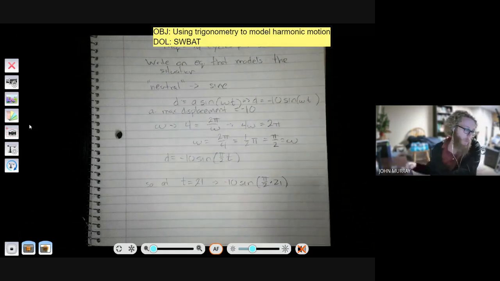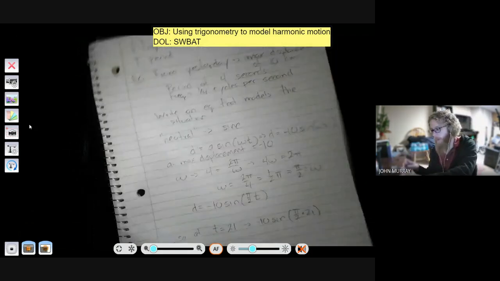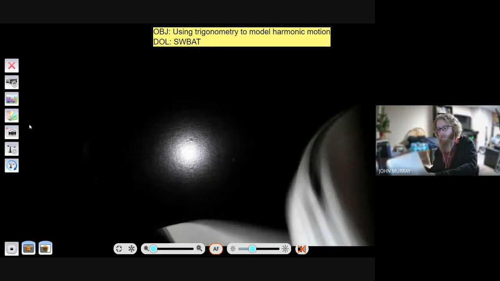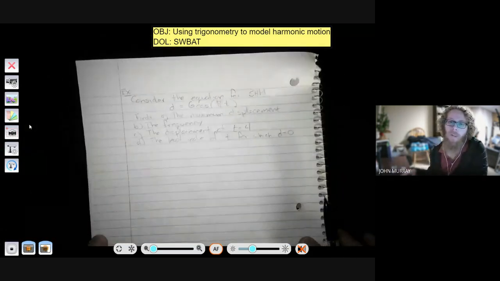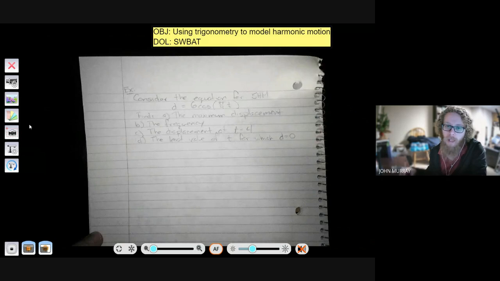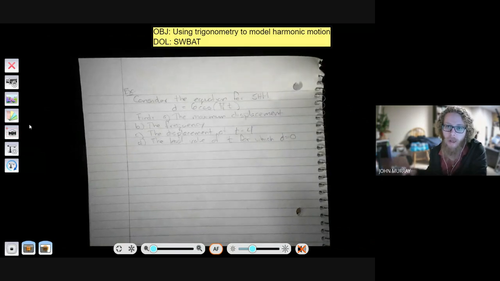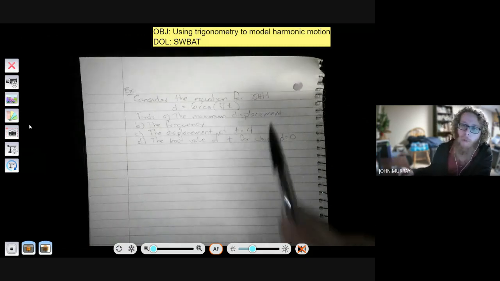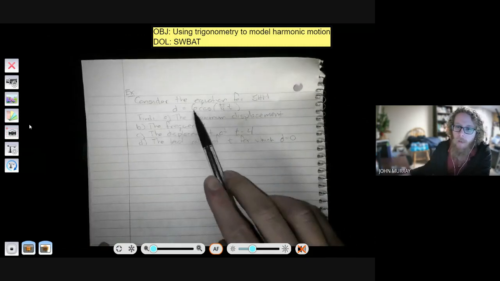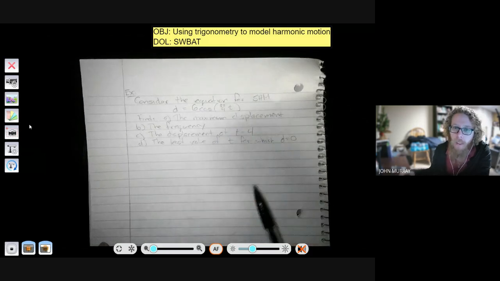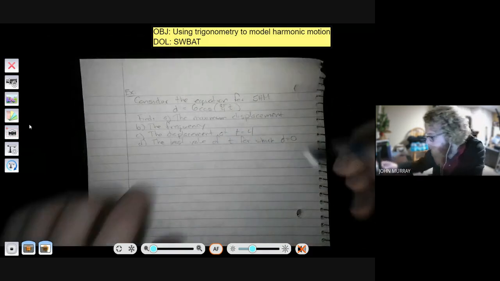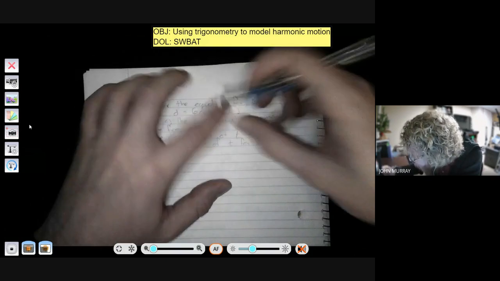Okay. So we may be asked something in reverse. They may give you an equation, and they may ask you to elaborate on that. So here we're going to consider the equation for a simple harmonic motion: d equals 6 cosine of 3 pi over 4 t. Let me make that a little clearer.